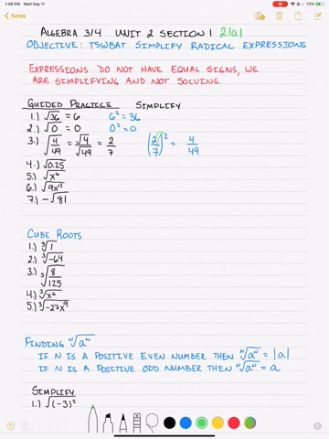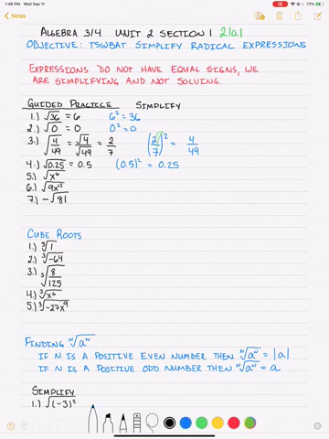The square root of 0.25. Now, obviously, this is a little weird. It's not a whole number. You're going to get a decimal, and that's fine. The square root of 0.25 is going to be 0.5 because 0.5 squared equals 0.25.